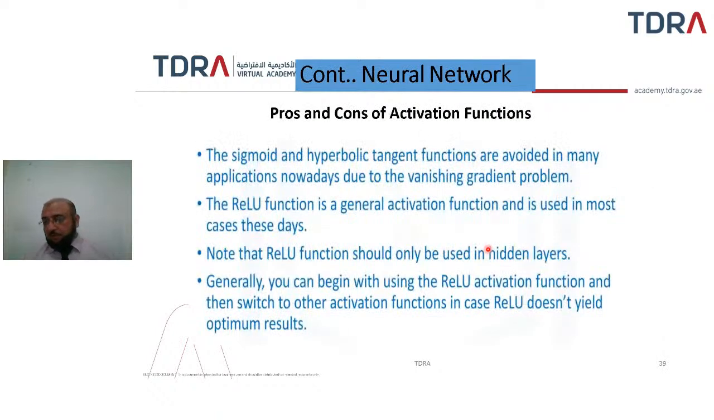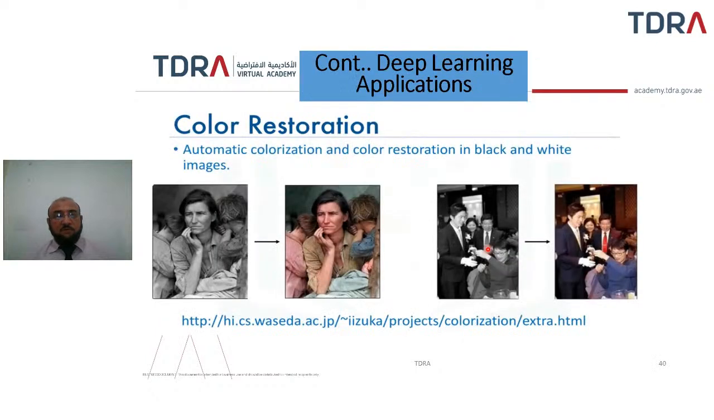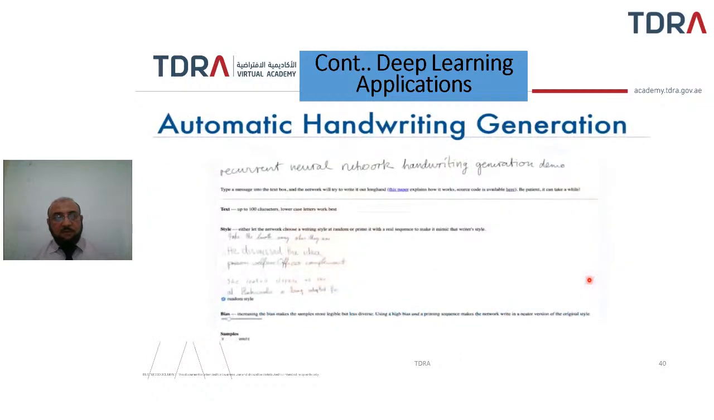So we have the pros and cons of activation functions. The sigmoid and hyperbolic tangent functions are avoided in many applications nowadays due to the vanishing gradient problem. The ReLU function is the one which is used nowadays in deep learning. So we'll discuss deep learning applications. This is a color illustration. For example, we have this picture, and due to the deep learning model, it gives color to this picture and makes it live. Then we have automatic handwriting generation.